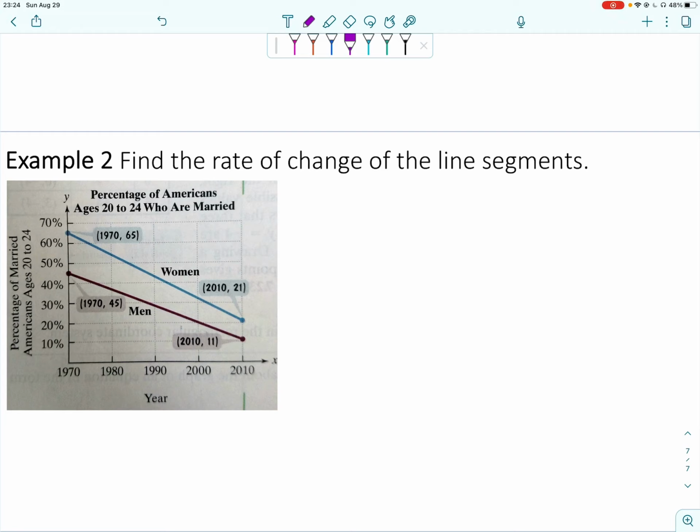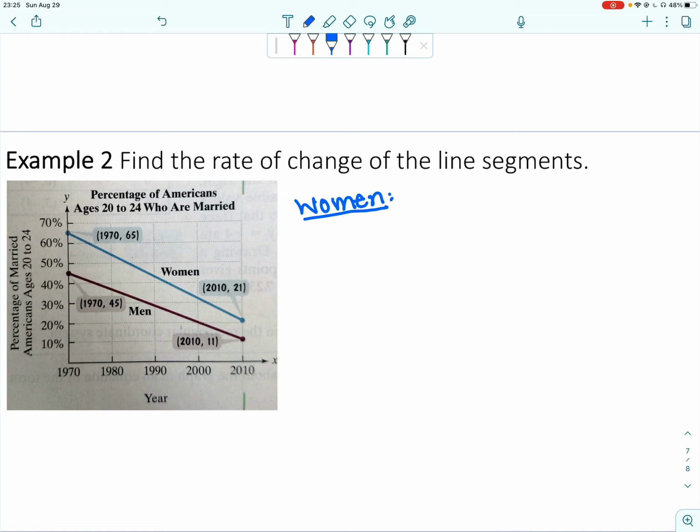Okay, all things that I've picked up just by looking at this graph. I had no other information. All I've done is looked at the graph. So we want to find the rate of change for each of these line segments. And what finding this is going to tell us is how quickly, or what is the average change over time that people are getting married in their early 20s. So I'm going to start by looking at the women, just because their line is on top. Okay, and their line is in blue, so I'll do this in blue.